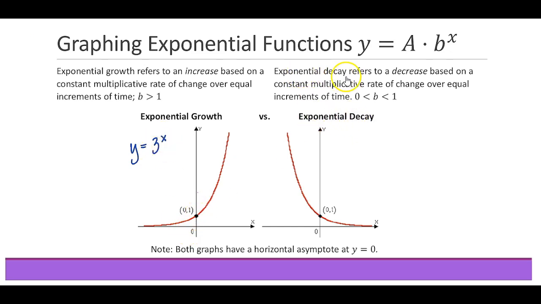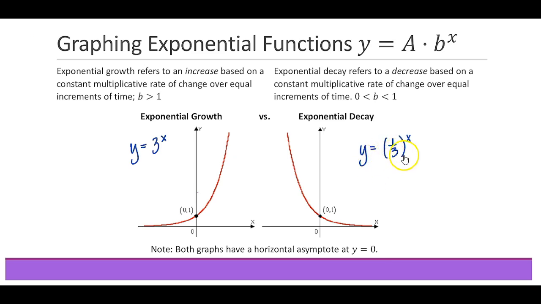And then I have exponential decay if I have a decrease based on a constant multiplicative rate of change over equal increments of time. So this is a fancy way of saying that b is between 0 and 1. So a number like a fraction between 0 and 1. In that case, I have what looks like a decreasing function, and we call this exponential decay. So this particular graph might have the equation y equals 1/3 to the power of x, because 1/3 is a base between 0 and 1.